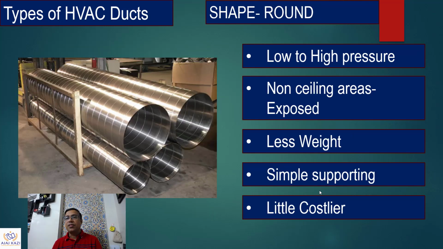Round ducts are again for low to high pressure. They can handle high pressure. They are generally used for exposed areas where you need some aesthetics, where you don't have false ceilings, such as warehouses. They don't have to go for a false ceiling. They're less in weight, and supporting is simple, because one support can take care of it. They're a little costlier because of the fabrication. They need extra special care, and some of the machines required are of the more advanced type. So this is the next shape.